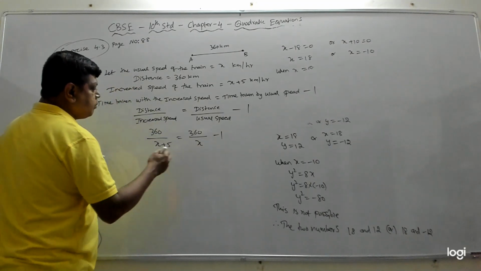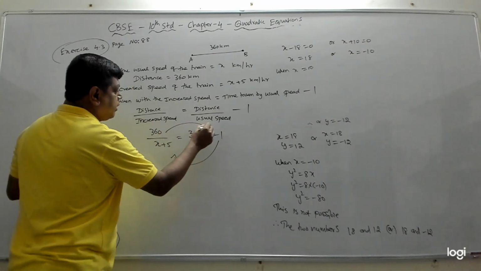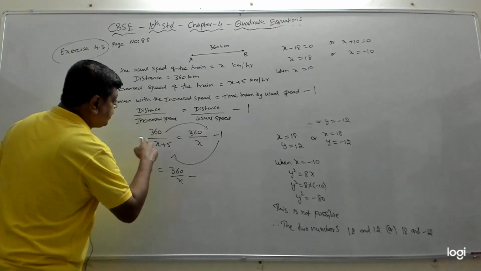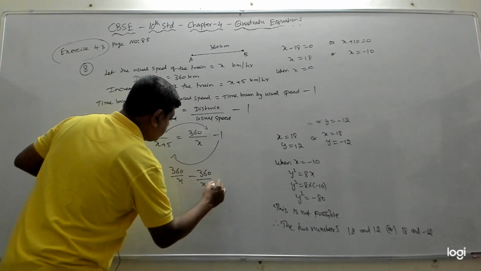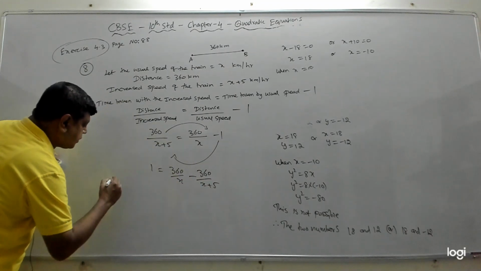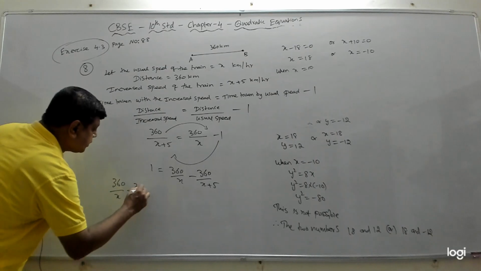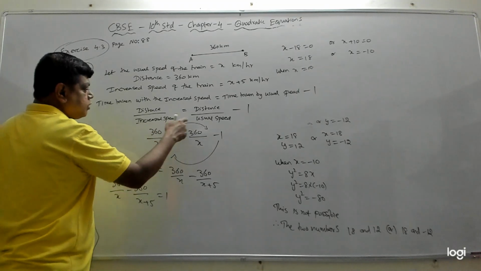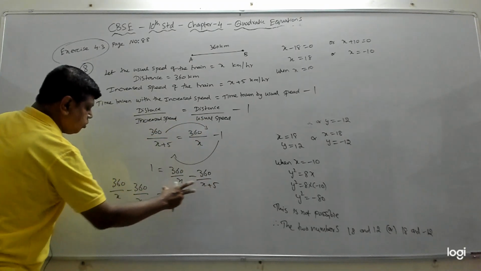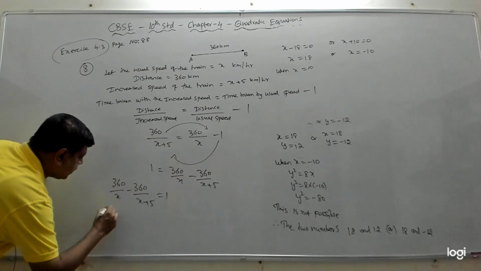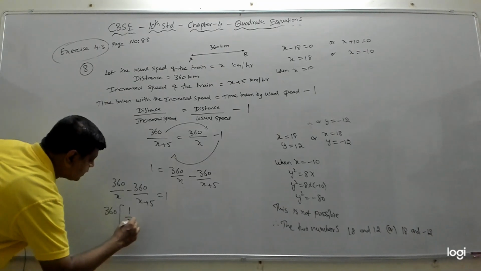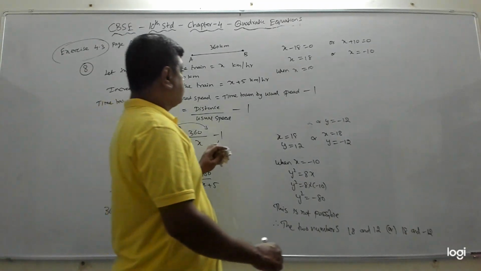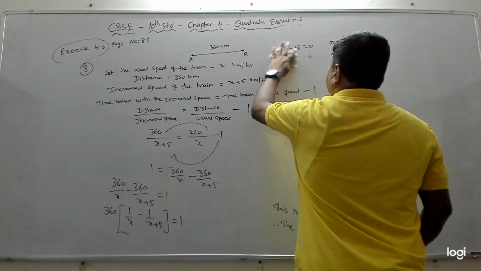To put it very simply, we will bring this 1 to this side and this to this side. Then you will get 1 equal to 360 by x minus 360 by x plus 5. So I can write this whole thing like this: 360 by x minus 360 by x plus 5 equal to 1. Now we can take 360 common. So 1 by x minus 1 by x plus 5 equal to 1. Right? Now if you proceed, I'll write it here.